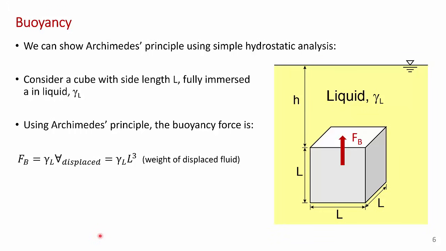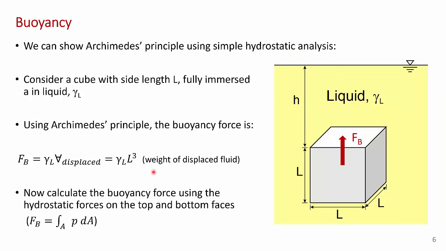So if we use Archimedes' principle and we look at a cube here, so this is a cube submerged in a liquid of gamma L, and it's got side length L, L, L, it's a cube, and it's at some depth H. Archimedes' principle tells us that the buoyancy force here is just the weight of the volume of liquid that cube would occupy. So it's just L cubed times the gamma of liquid. So that's the weight of the displaced fluid. And that's the easy way to calculate the buoyancy force.